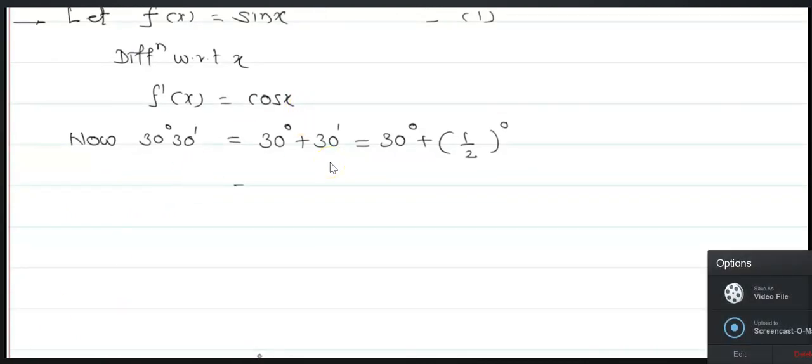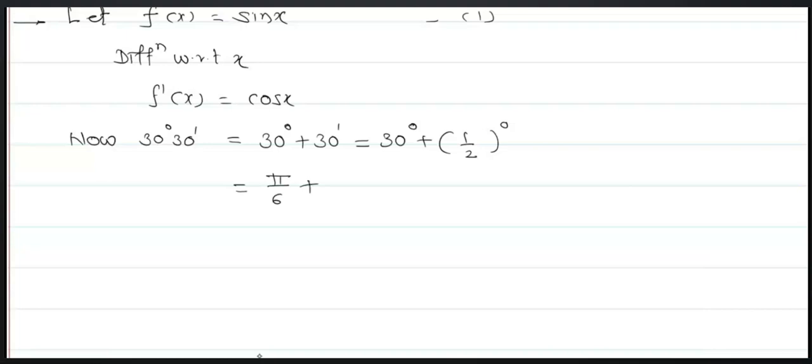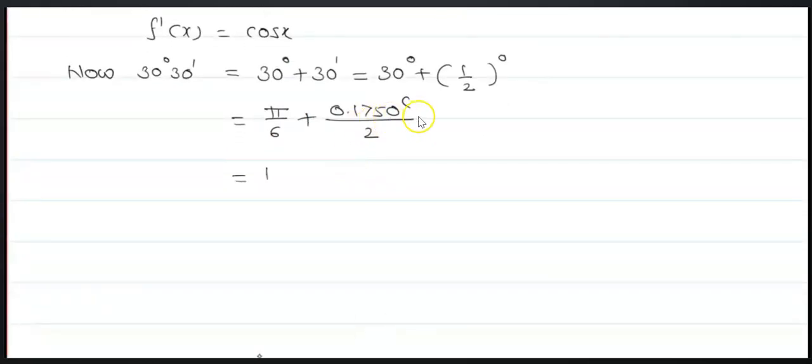But what do 30 minutes mean? Half a degree, 1 upon 2 degree, since 1 degree means 60 minutes. Therefore, this is 1 upon 2 degree. 30 degree means pi by 6. And the value of 1 degree is 0.0175, so divided by 2.